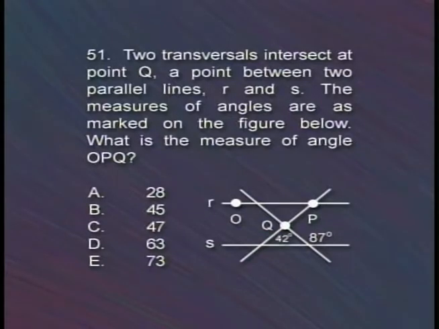Some of the geometry problems on the ACT are not drawn to scale. That is, the angles might not be drawn accurately. Don't let this fact interfere with solving the problem. Just use the given information to solve the problem. Now, one way to solve this problem is to concentrate on the small triangle that contains angle OPQ.